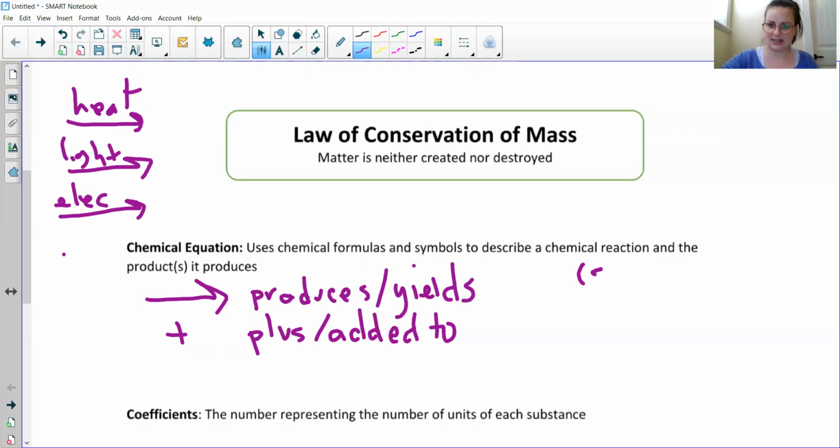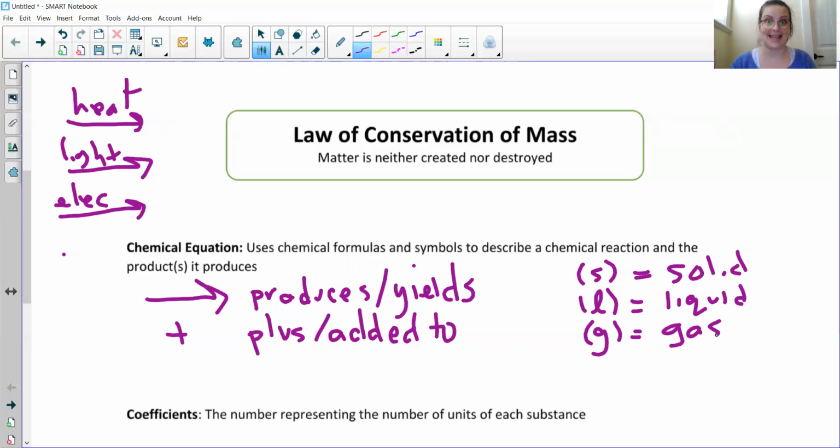If you see a little symbol like this, that means solid. L stands for liquid. And G stands for gas. These are the 3 states of matter that you've learned about in previous courses, but there's also a fourth one, I can count, which stands for aqueous. Okay, so aqueous is a state of matter where something is dissolved in solution. And you'll talk more about that if you go on to Chem 11.